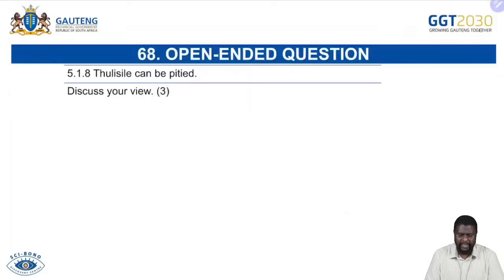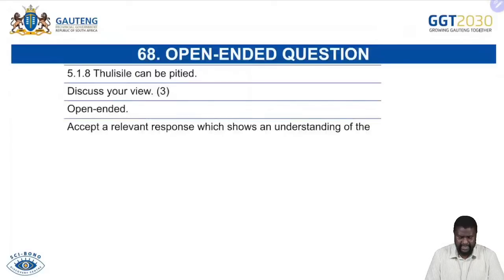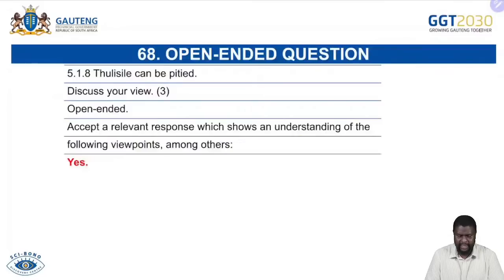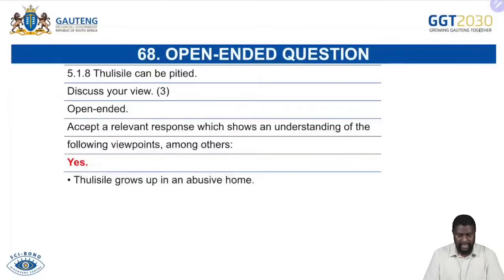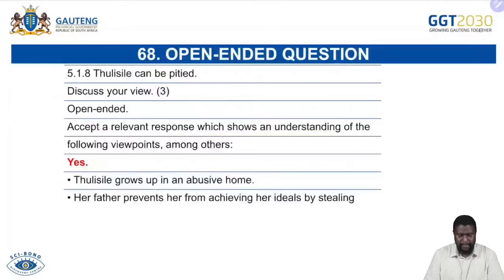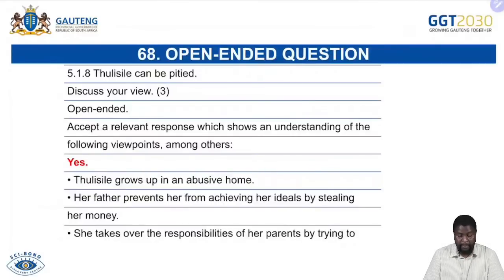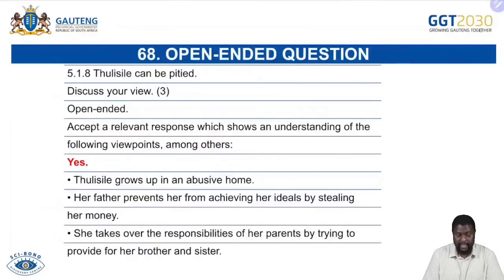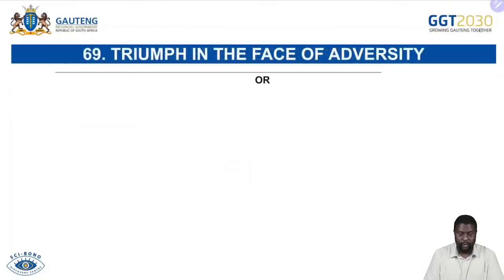Do you feel sorry for her? Discuss your view. If you say yes, let's look at the yes response. Yes, she can be pitied because she grows up in an abusive home. Therefore, we can feel sorry for her. Her father prevents her from achieving her ideals by stealing her money. She takes over the responsibilities of her parents by trying to provide for her brother and sister, and she was very young. Therefore, we can feel sorry for her.